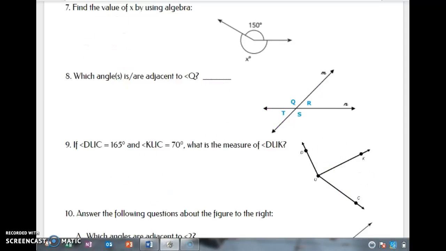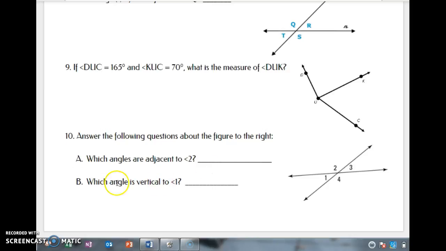Okay, and then the last question, you get on to number 10. It's got 2 parts. It says answer the following questions about the figure to the right. It says which angles are adjacent to angle 2. So here is angle 2. The ones that are adjacent or share the same side and vertex are angle 1, side, and vertex. So I would put angle 1. And don't forget the other side. This angle right here shares the same side and vertex. So I would say and angle 3.